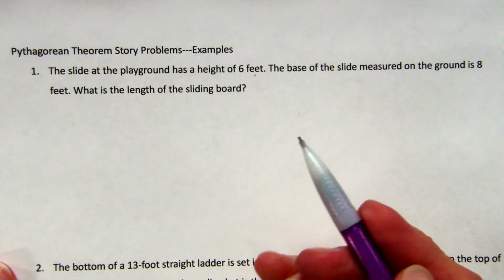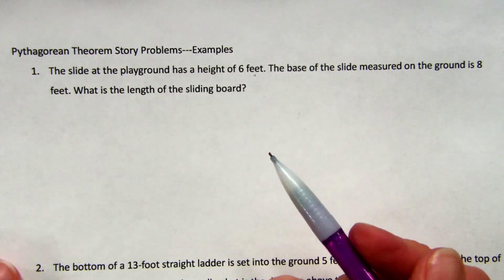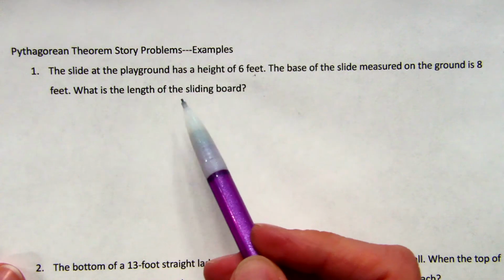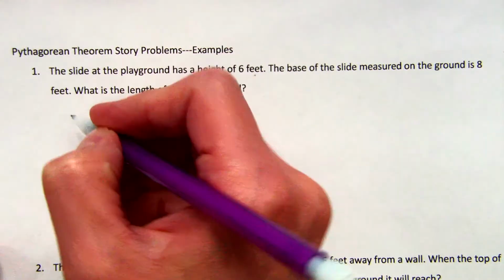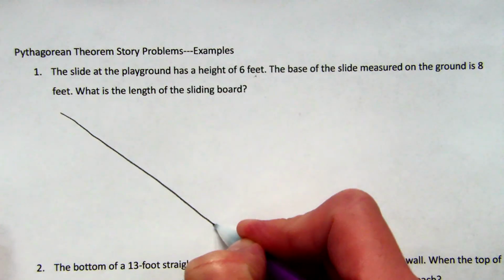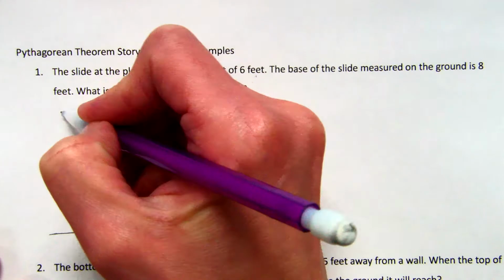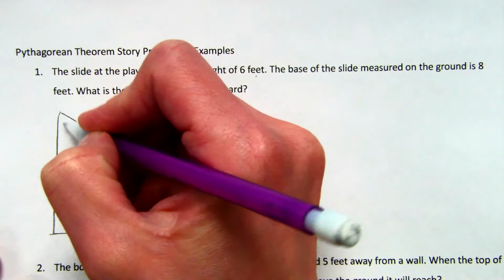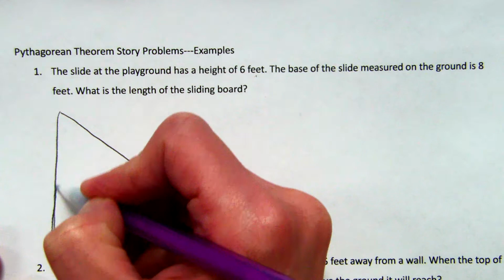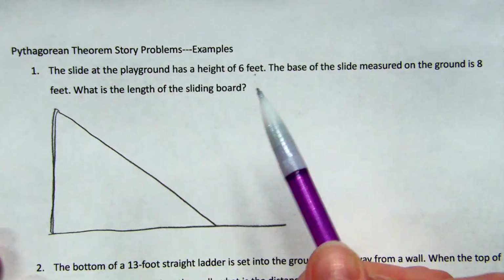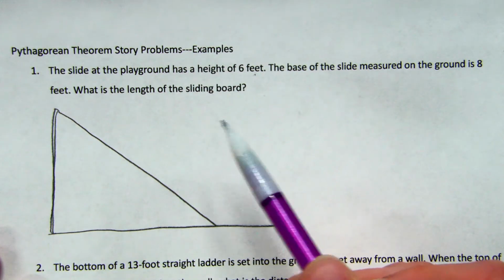The first thing that you must do to solve problems like this is to draw a picture. So we're going to draw, here's the sliding board, the slide. Here's where it's touching the ground, and then we probably have a ladder that you're going to climb up this way. All right, so let's go back through and read it again and find the important information.